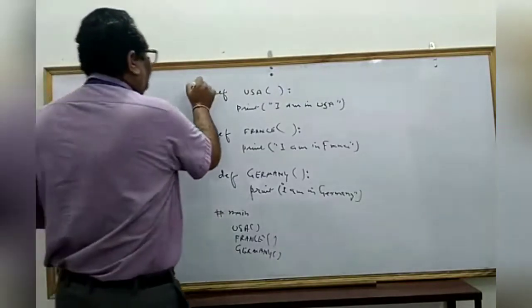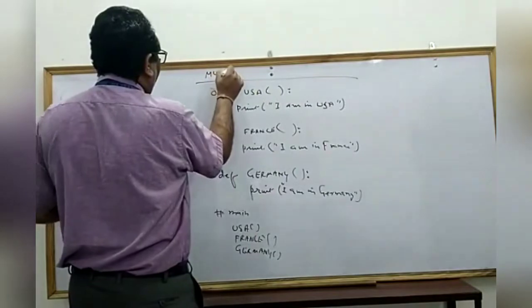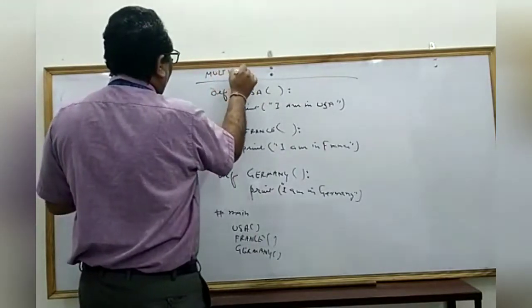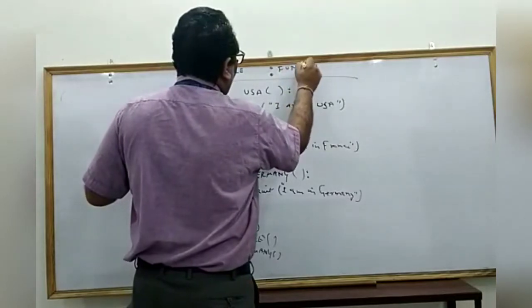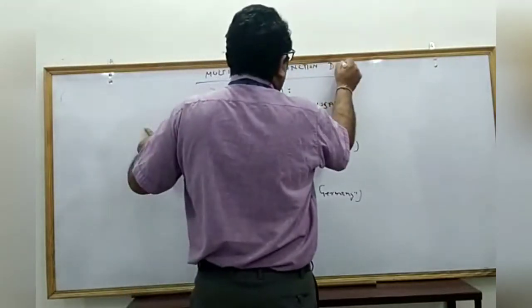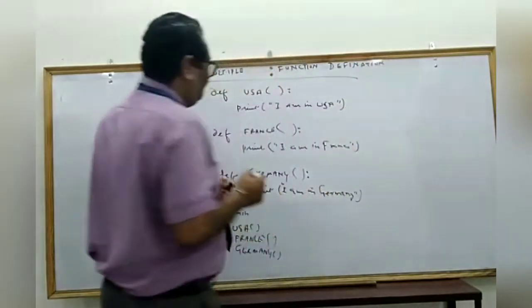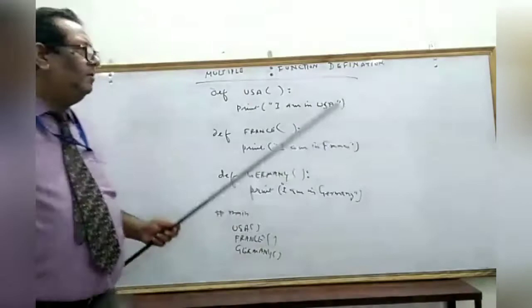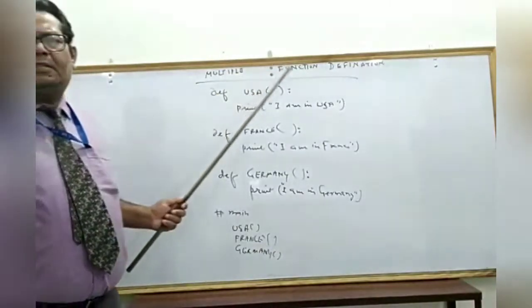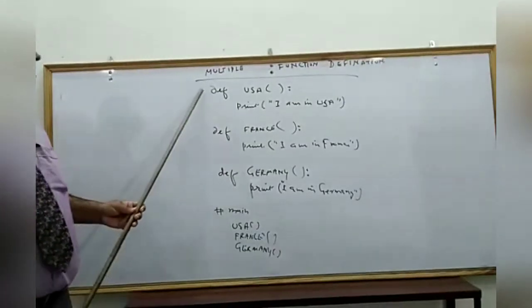Look at this small code, children. A small code. That is a topic I'll give: the multiple function definition. Look at this small code I have written here in front of you. The topic is the multiple function definition. You can see the code here, children.